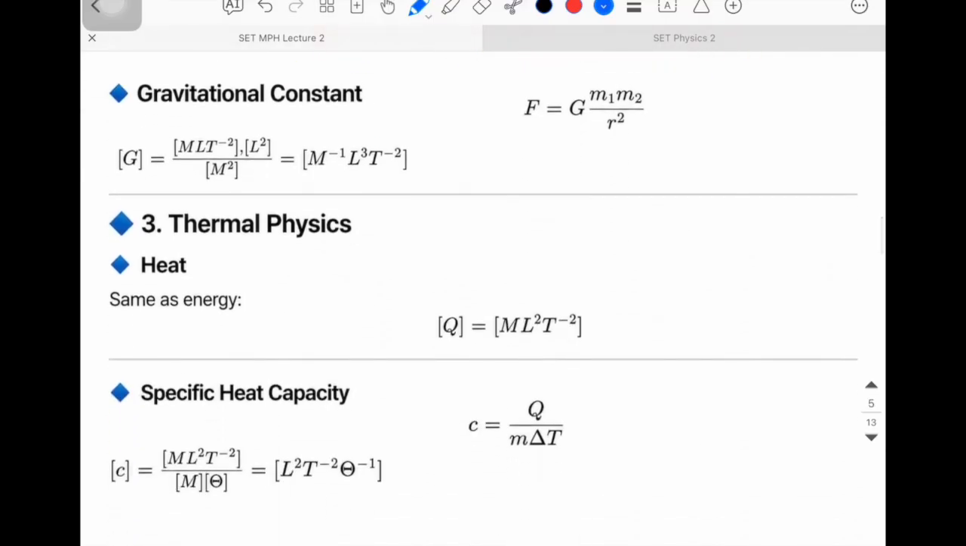Now the dimension of gravitational constant. This was asked in one of the set examinations. Dimension of gravitational constant.